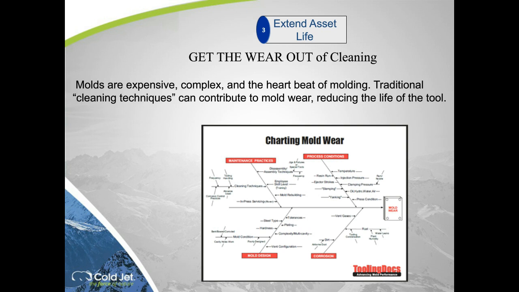Cleaning with dry ice, one of the reasons we do it is to eliminate that step. There's no longer a need to wear on the cavity, on the vents themselves, with a variety of ways that will begin to wear the parting lines and the shutoffs, and then you end up with flash.